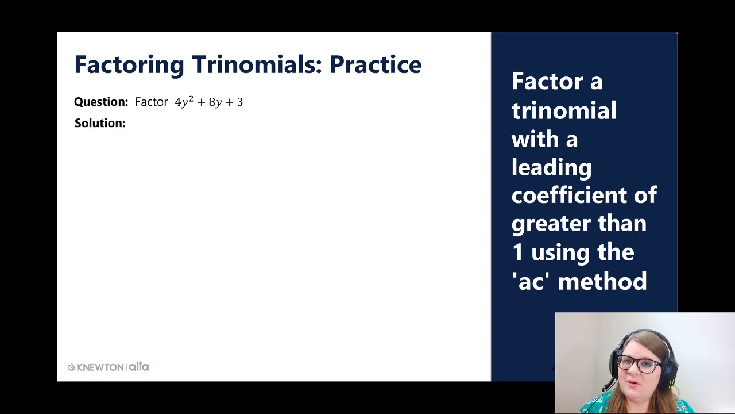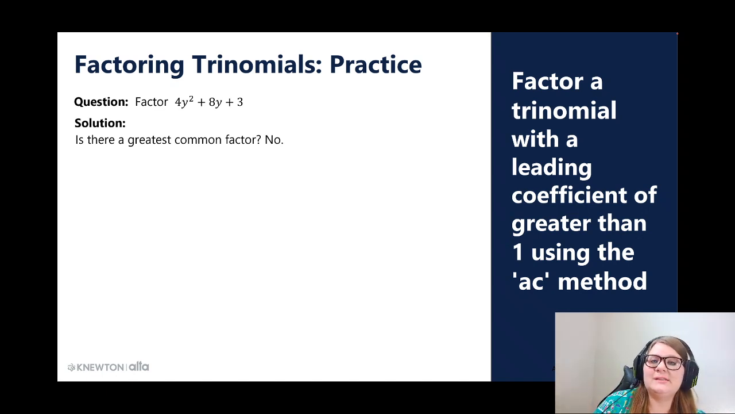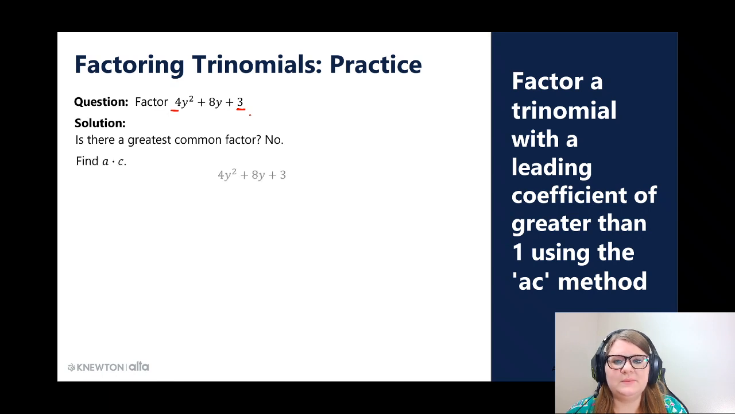There's no greatest common factor, or really, just as a disclaimer, it means that the greatest common factor is 1, okay? But pulling out 1 doesn't change it. So we say there's no greatest common factor. So we're going to now do the A times C. Now remember, my A is 4 and my C is 3, okay? So when I multiply those together, I'm going to get 12, okay?